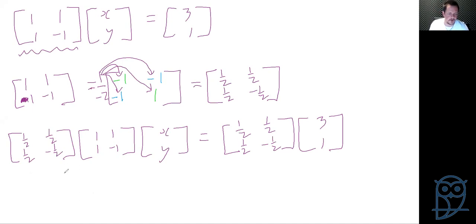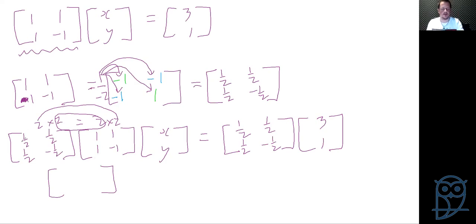So the answer from this multiplication, this is a 2 by 2, this is a 2 by 2. The middle dimensions are equal, which is great, meaning that the answer is going to be a 2 by 2 because it's at the outside. So we multiply. Remember when we multiply, you multiply row on the left, column on the right.